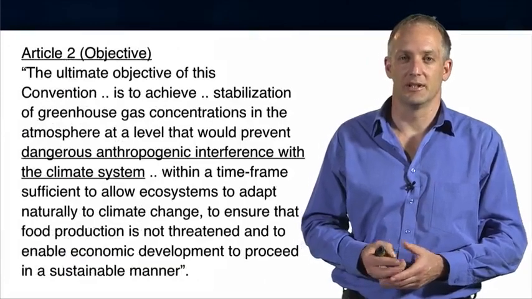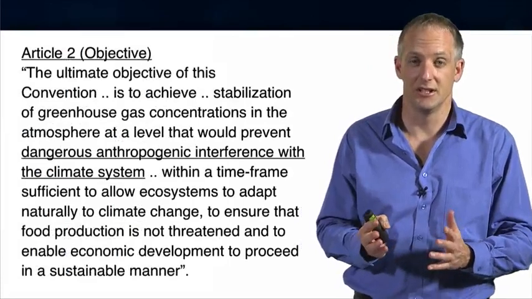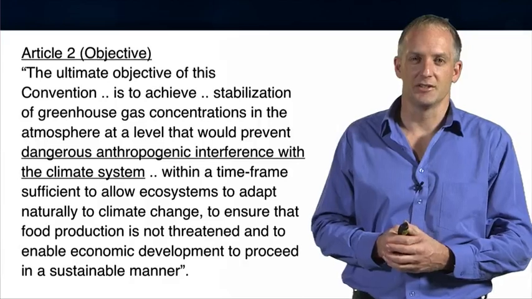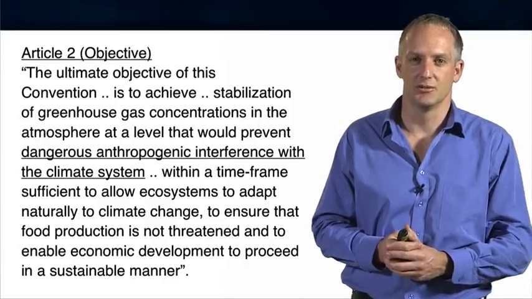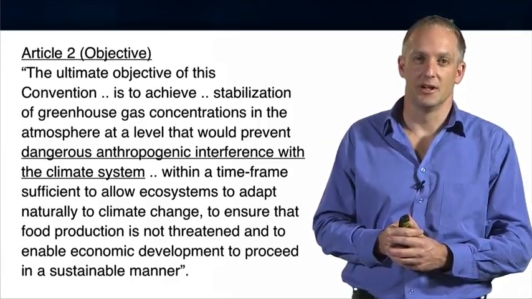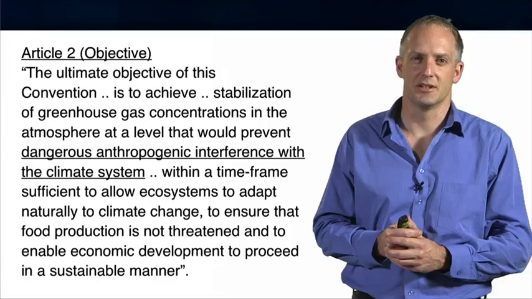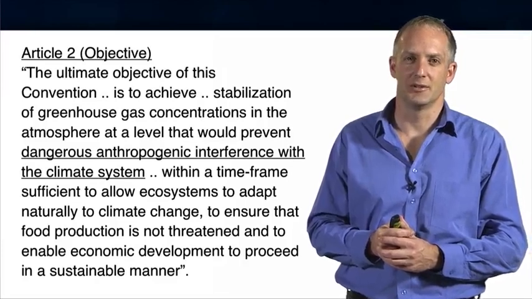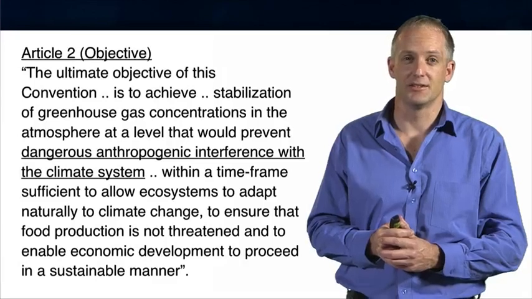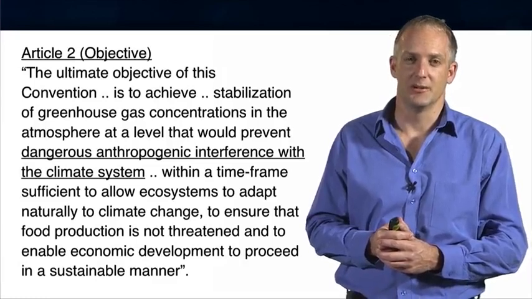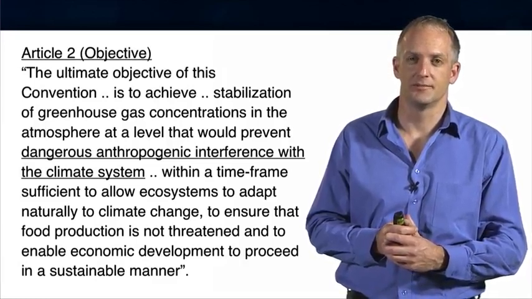I want to highlight some of the key issues in this document by focusing on some articles. The ultimate objective of the convention, the reason why it exists, what it seeks to do, is stipulated in Article 2. And it says the ultimate objective of this convention is to achieve stabilisation of greenhouse gas concentrations in the atmosphere at a level that would prevent dangerous anthropogenic interference with the climate system, within a time frame sufficient to allow ecosystems to adapt naturally to climate change, to ensure that food production is not threatened, and to enable economic development to proceed in a sustainable manner.